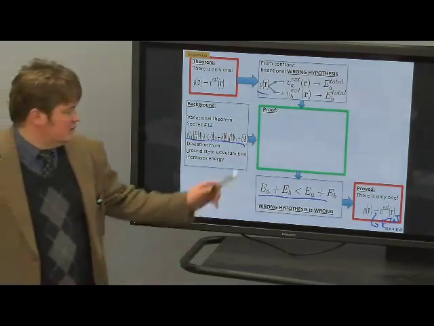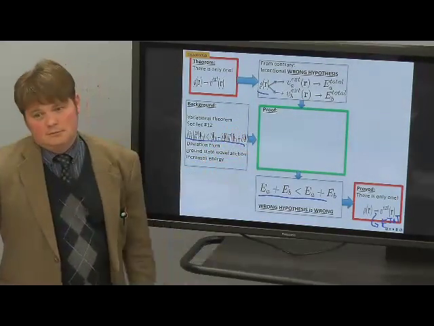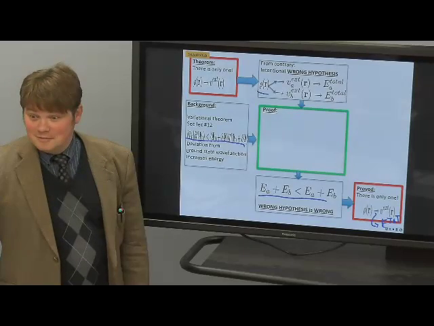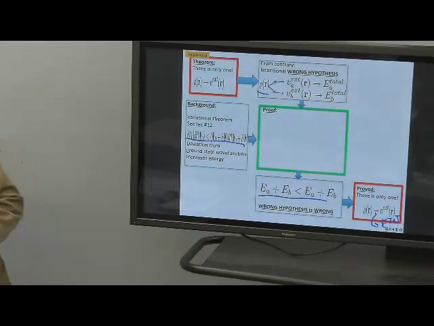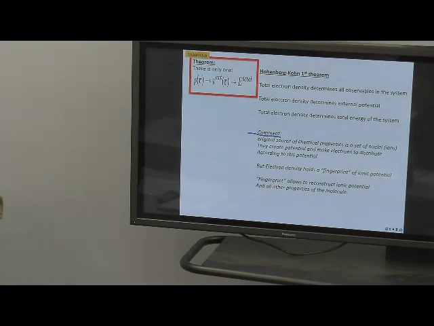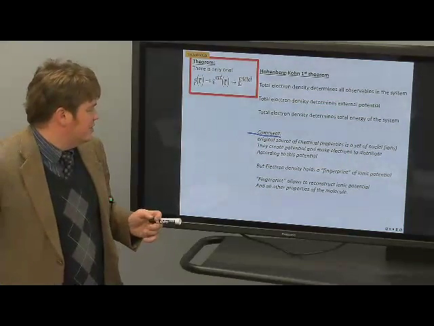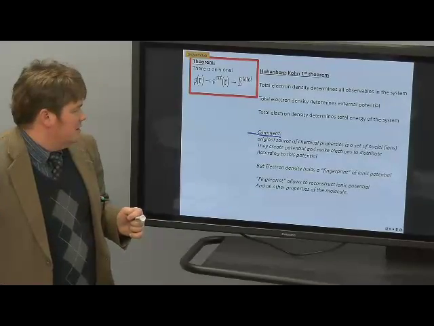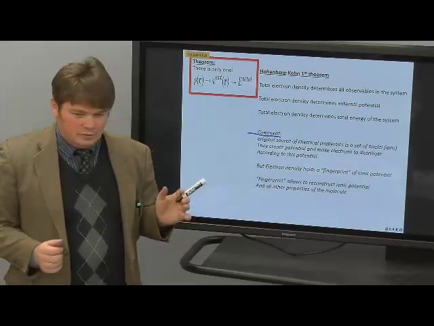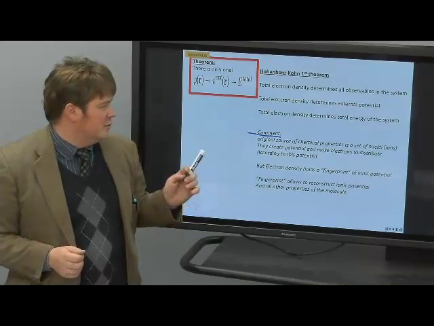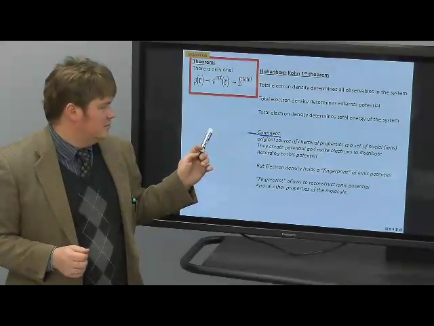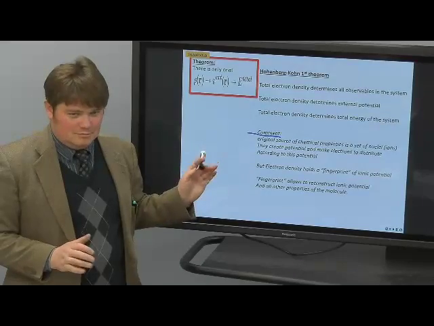So here is the flowchart that we can fill with some logical steps. And here is the verbalization of the theorem. So density determines everything. Observables, density, energy, period.